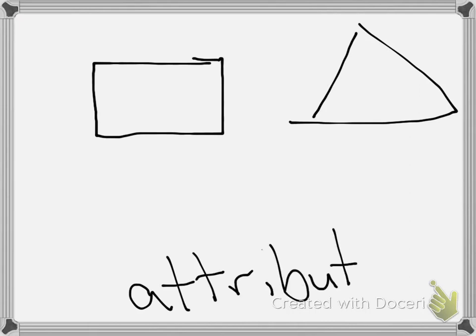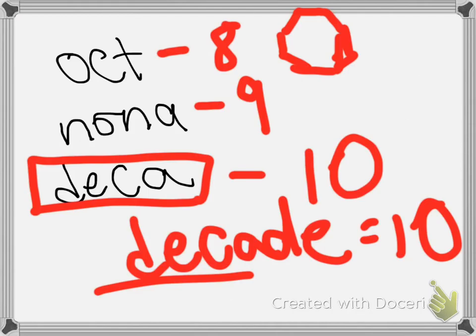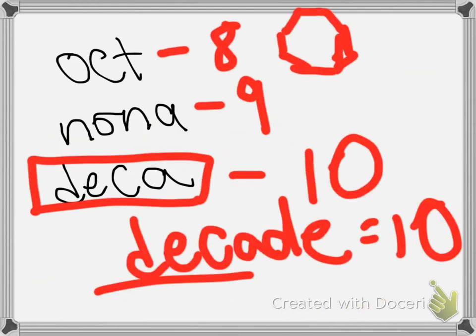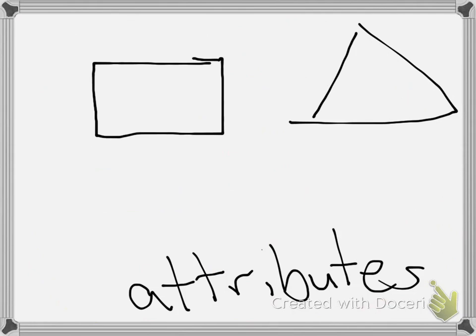We went over some basic naming for polygons. All those are polygons. Remember, a polygon has 3 or more sides. They're all connected. Now let's talk about our attributes.